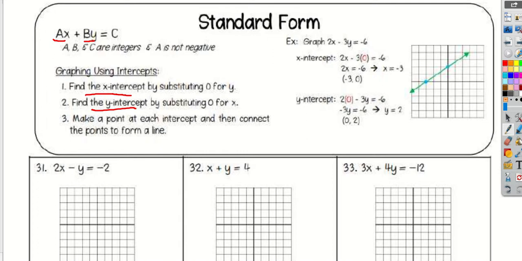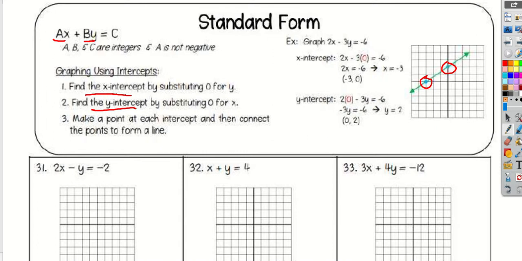So if I'm looking at a graph and I need to write it in standard form, I'm just going to look at what the x and y intercepts are. The y-intercept is 2, and the x-intercept is negative 3. And then we're going to just graph that accordingly.